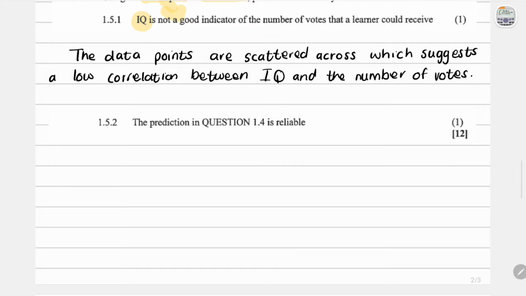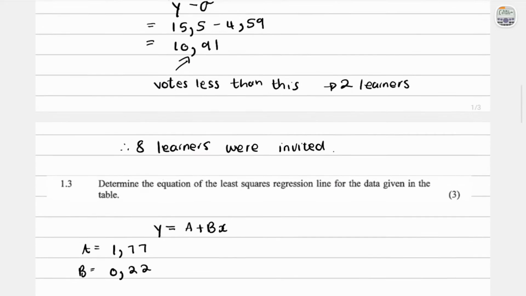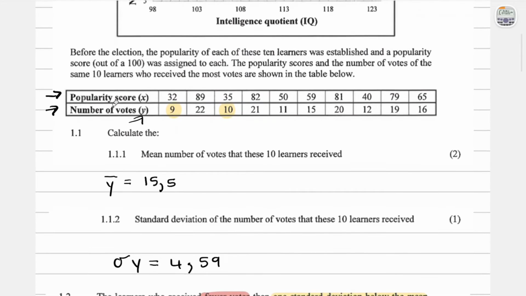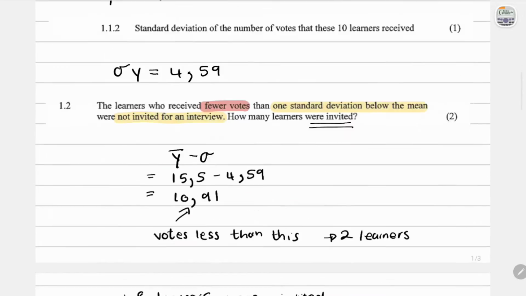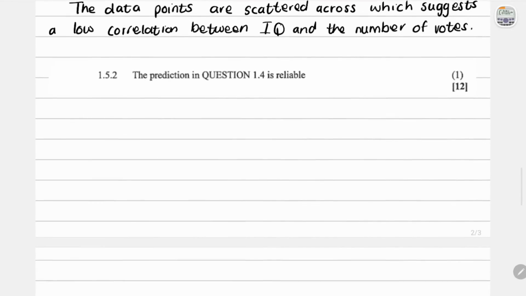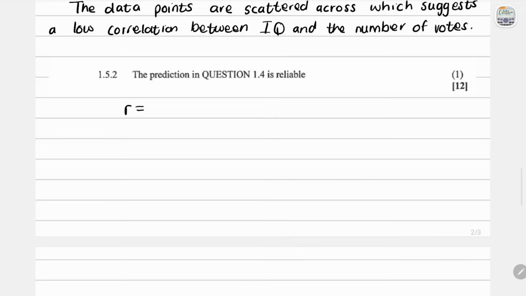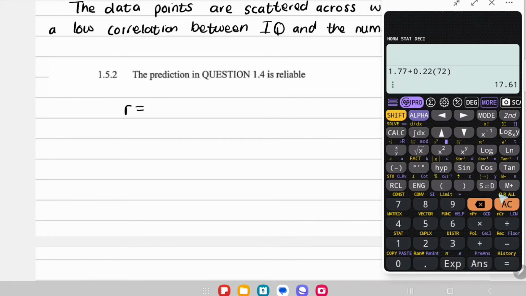That again is going to have to deal with the correlation. But with the table, where we have the popularity score and the votes, we can't look at the correlation coefficient by staring at the table. We need the calculator to find that. So we're going to find R here, the correlation coefficient. Let's go ahead and find that.